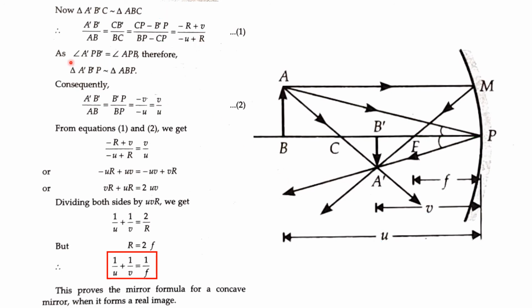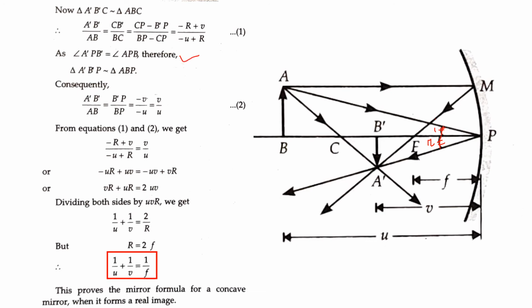Now, as your angle A dash PB dash equals angle APB, this angle equals this angle. Why are they equal? Because this is your angle of incidence, this is your angle of reflection. According to the laws of reflection, the angle of incidence should be equal to your angle of reflection. So these two angles are equal.